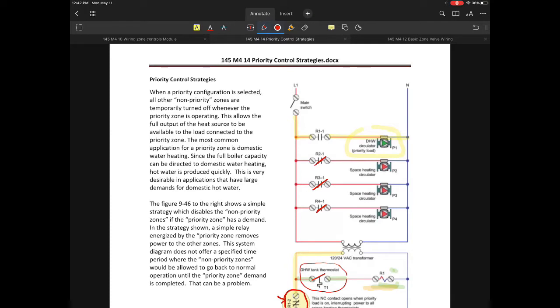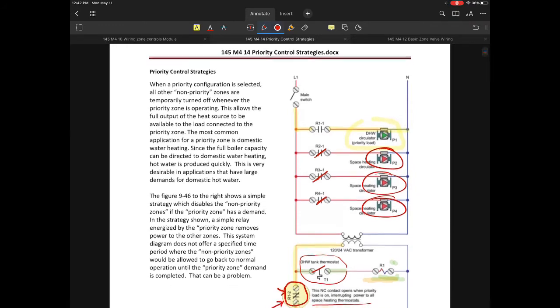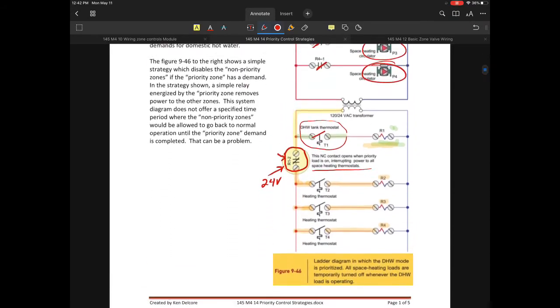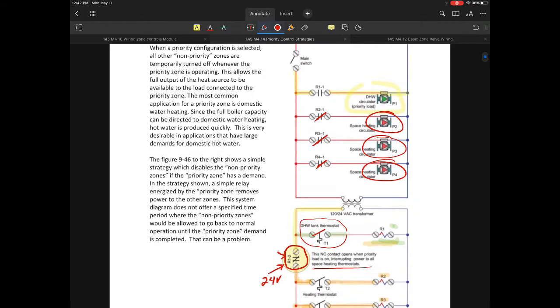Immediately what will happen is R2, R3, and R4 will now be allowed to close. If any or all of them have a demand, each one of those respectively will be energizing its own set of contacts, whether it's R2, R3, or R4. They will then, of course, energize P2, P3, or P4 zone space heating. And that is the typical way that a system like that would be used.